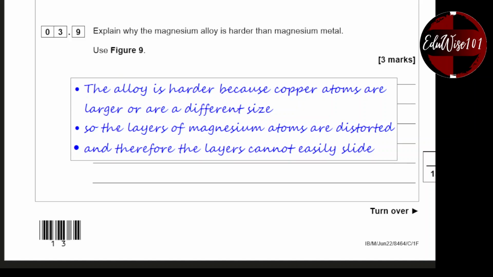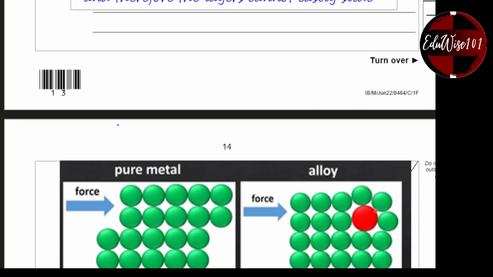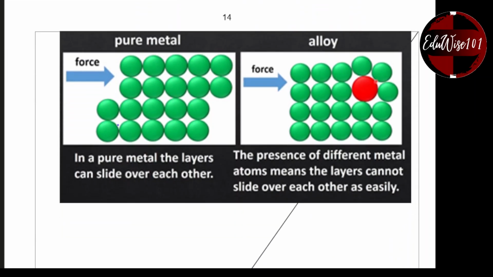Each of those bullet points carries a mark. Just a little bit of notes on alloys and pure metal. This is what I was explaining. In a pure metal, the layers can slide over each other if you apply a force from the side. But in an alloy, the presence of different metal atoms means the layers cannot slide over each other easily.